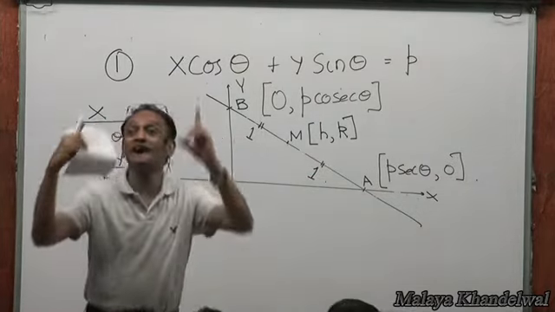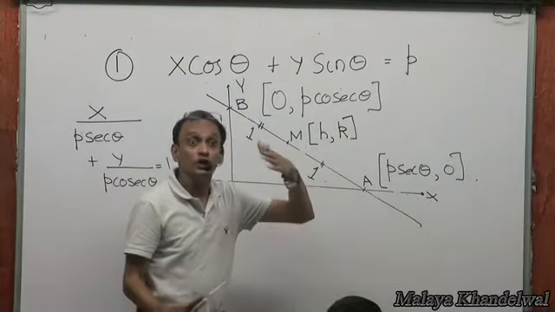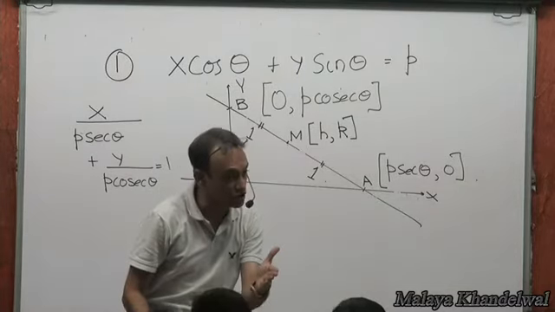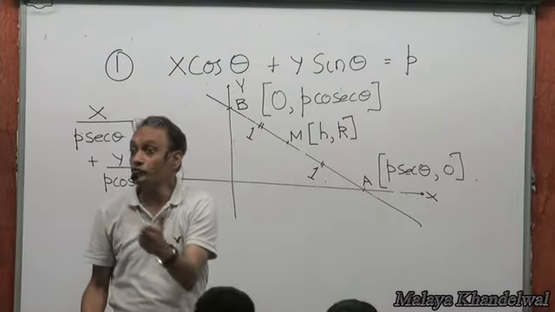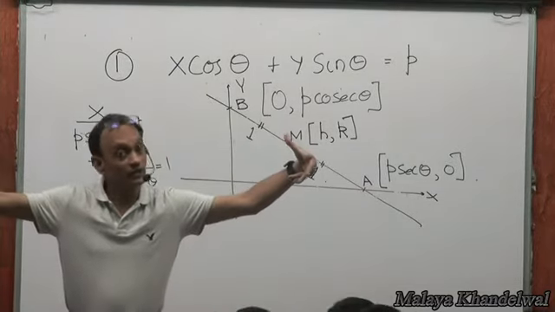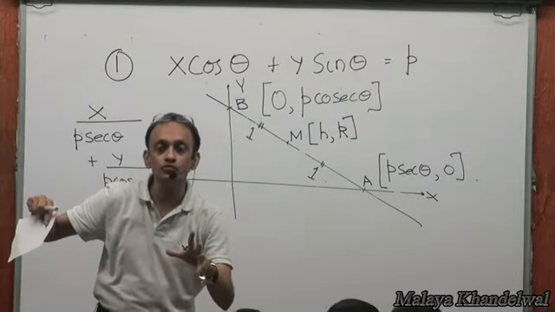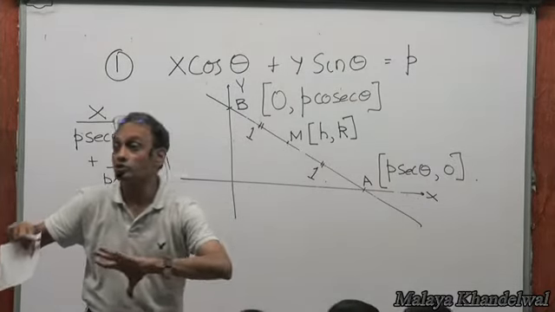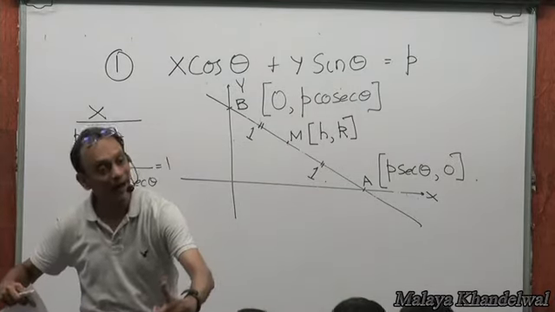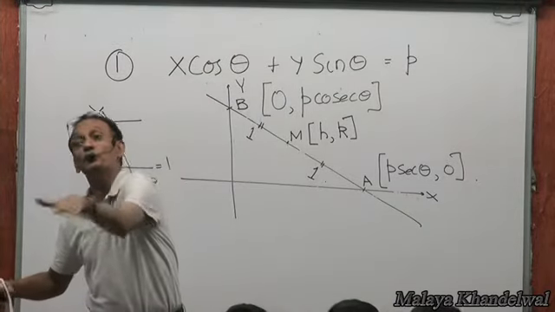I'm seeking to connect h and k, the x coordinate of the moving point with its y coordinate, in a manner that it does not contain the parameter theta. I would have to connect h and k without intrusion of theta. In this case, theta is the parameter. And then I would seek to generalize that. I would replace h by x and k by y. That would be the condition true for all positions M of the moving point.